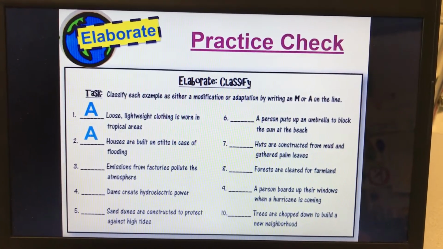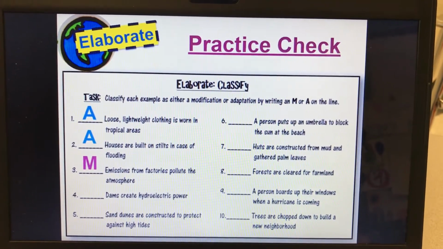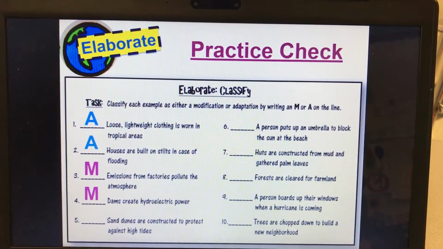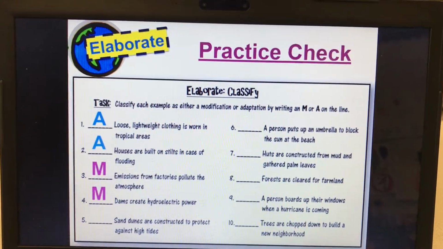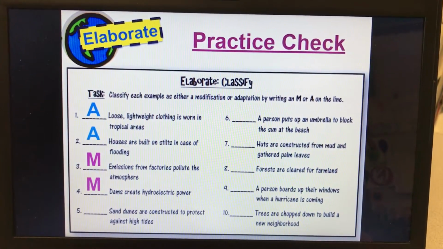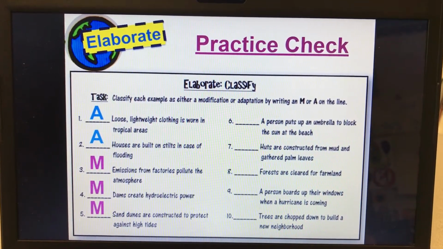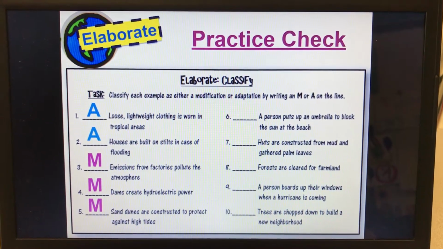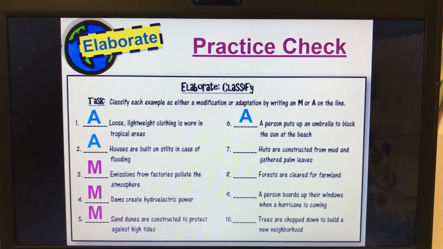Emissions from factories pollute the atmosphere. Definitely a modification, and not one for the better either. Dams create hydroelectric power. Also a modification because you're changing the way that that water moves to make power, and you're modifying the environment. Sand dunes are constructed to protect against high tides. Also a modification because you're changing the land around you to better suit your needs. A person puts up an umbrella to block the sun at the beach. Well, you're just adapting to the weather. You're not really changing anything, but adapting to it.